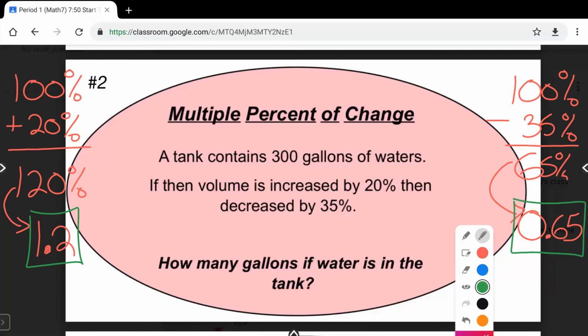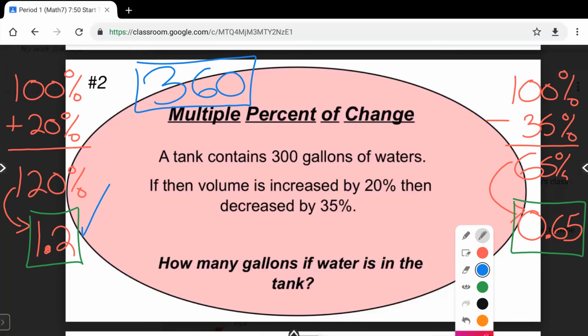Then I pull out my calculator. It does the heavy lifting for us now. We type in 300 gallons of water because that's what I started with. Now I'm going to increase it by 20%, so I have to multiply it by 1.2. So 300 times 1.2 gives me 360 gallons of water. That's what it is after my increase of 20%.